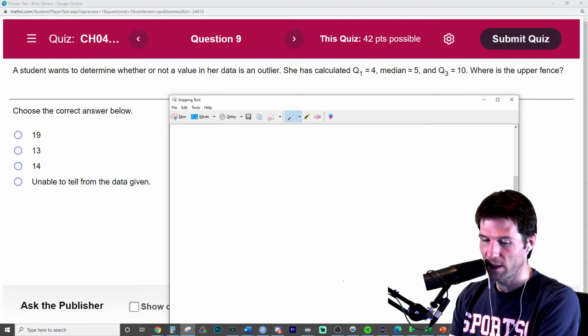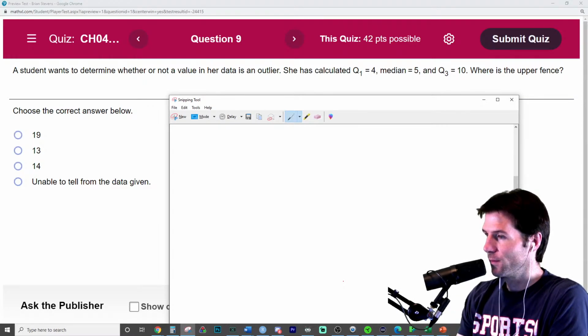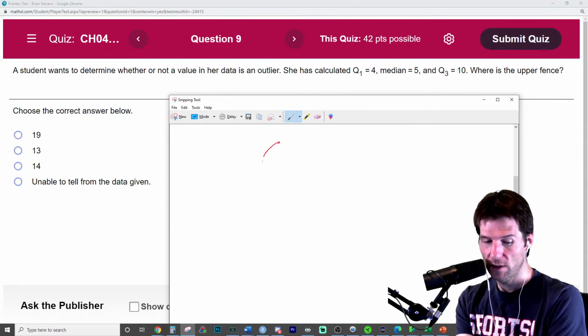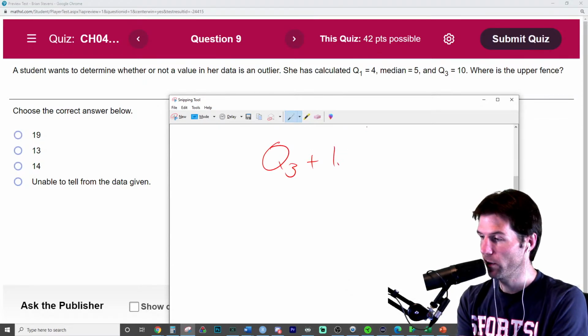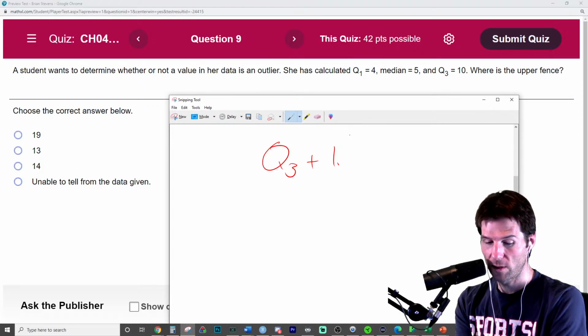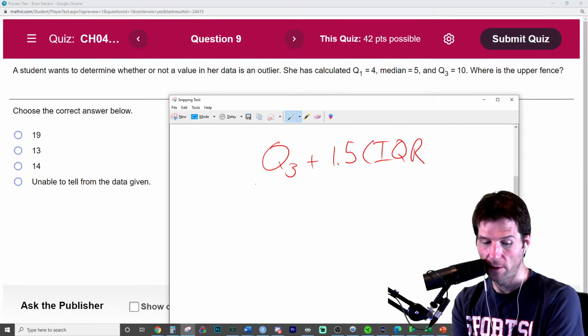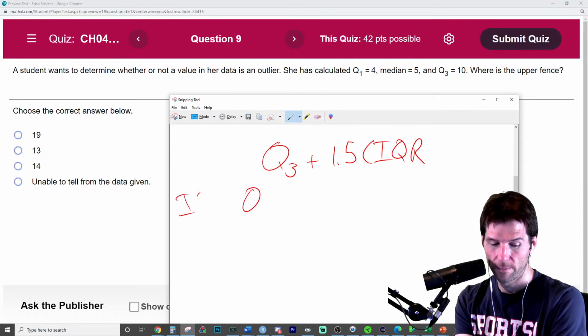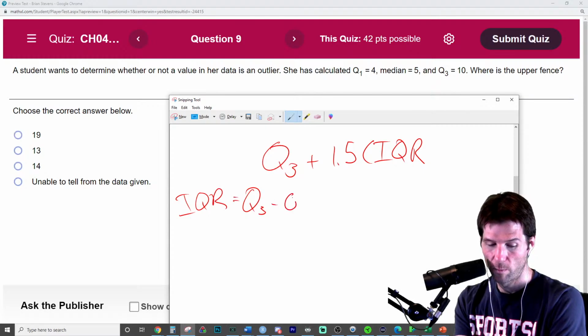Who knows where this upper fence would be? I'll give you a hint. The upper fence is Q3 plus 1.5 IQRs. Ooh, people are getting it, I think. So the first thing you want to calculate is the IQR. The IQR equals Q3 minus Q1, which is equal to 10 minus 4, which is equal to 6.